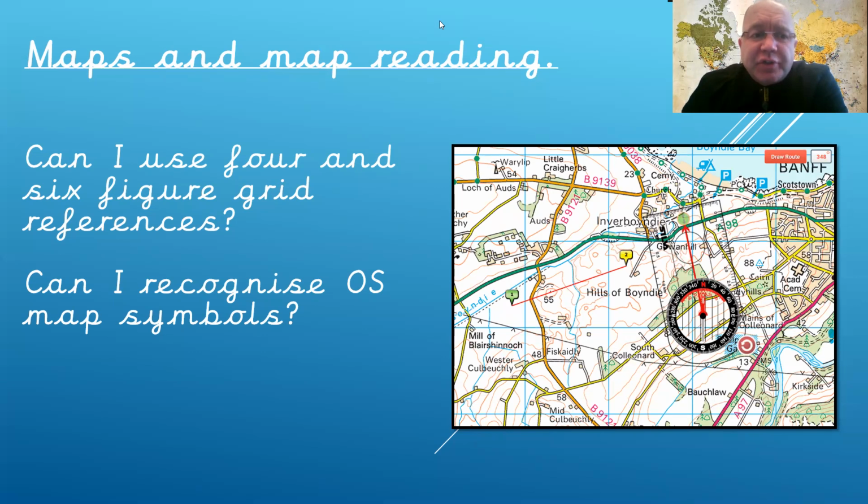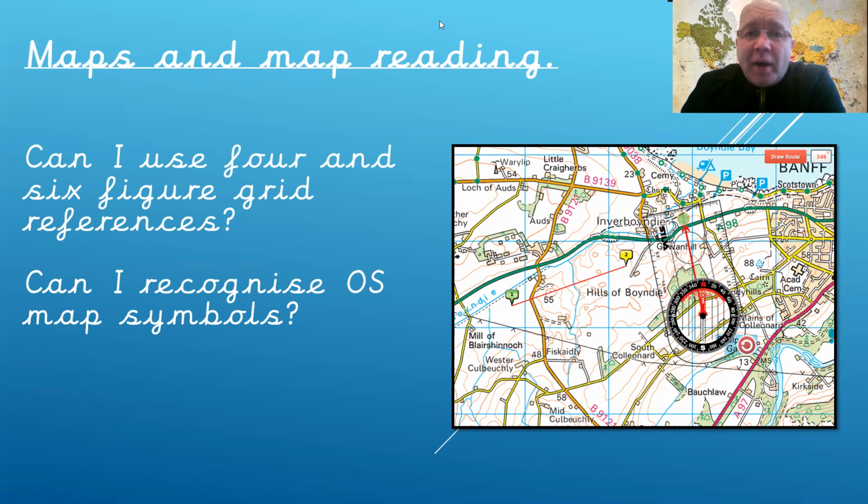Two learning objectives for us today. First one is, can I use 4 and 6 figure grid references? And can I recognize OS map symbols? If you remember last time, we looked at 4 figure grid references, and I know a lot of you had no problem at all with that. So we're going to crank it up a little bit. We're going to make it a little bit more tricky today. And then the second one is recognize OS map symbols.